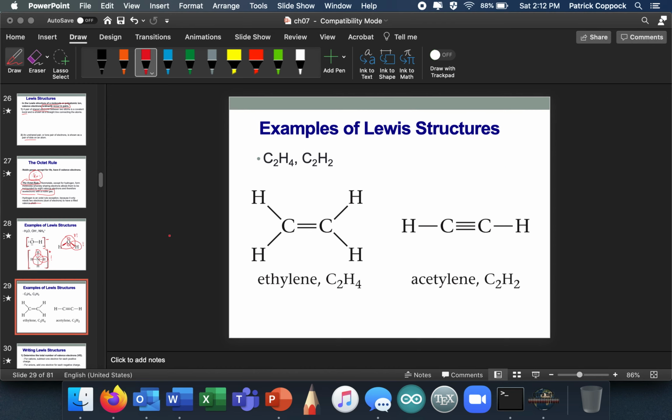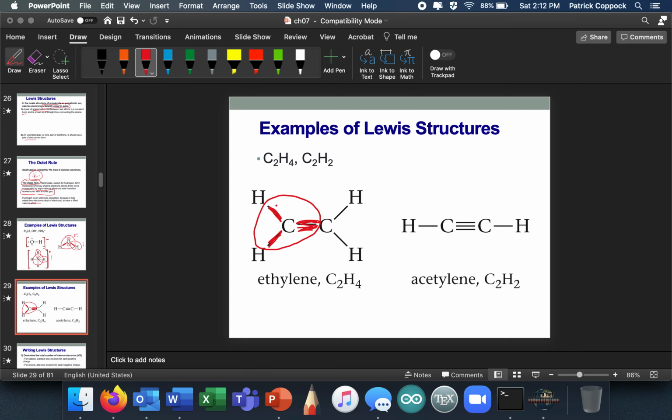More examples of Lewis structures go here. Ethylene, or ethene, depending on how you want to call it, right? Look at those. That carbon's got 4 electrons. Remember, each bond is 2 electrons that are shared. 2 shared electrons, 2 shared electrons, right?